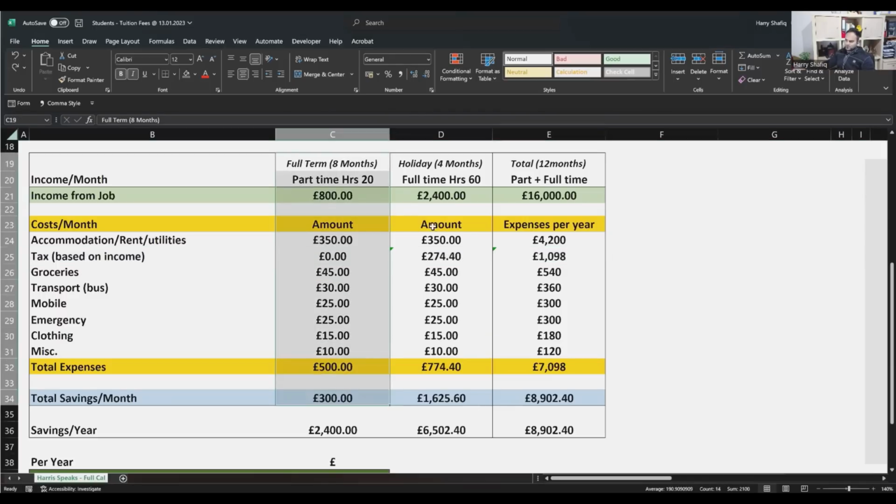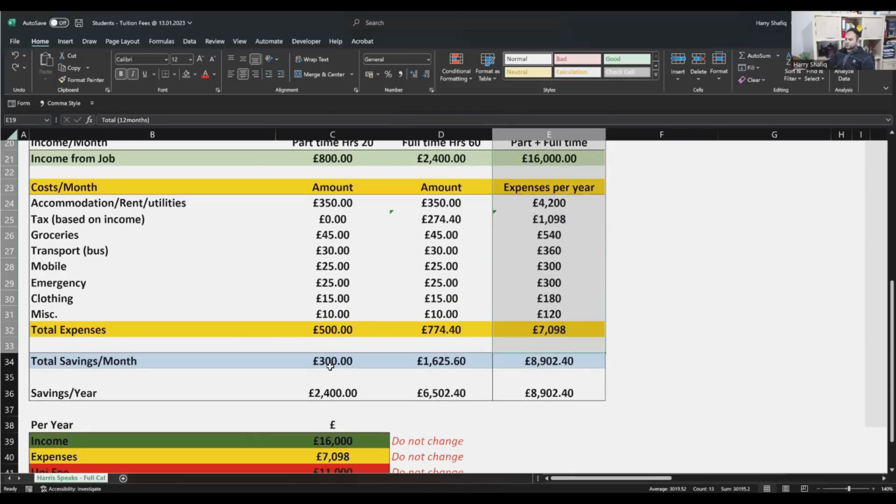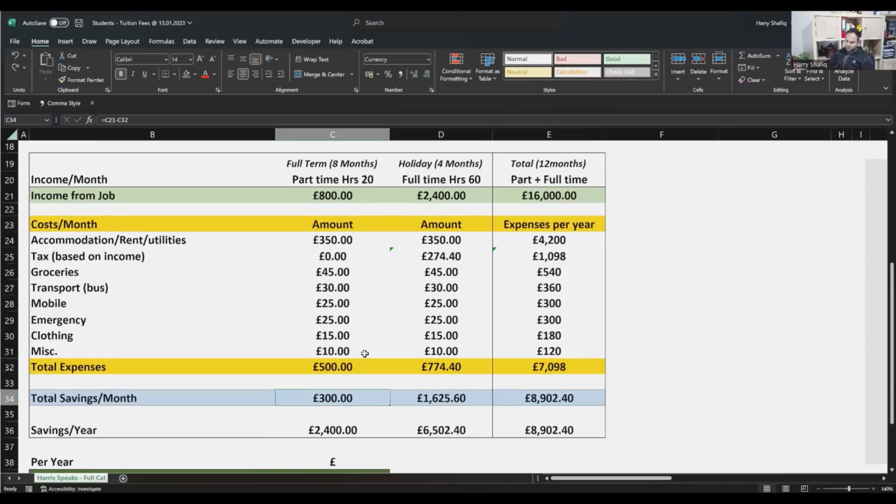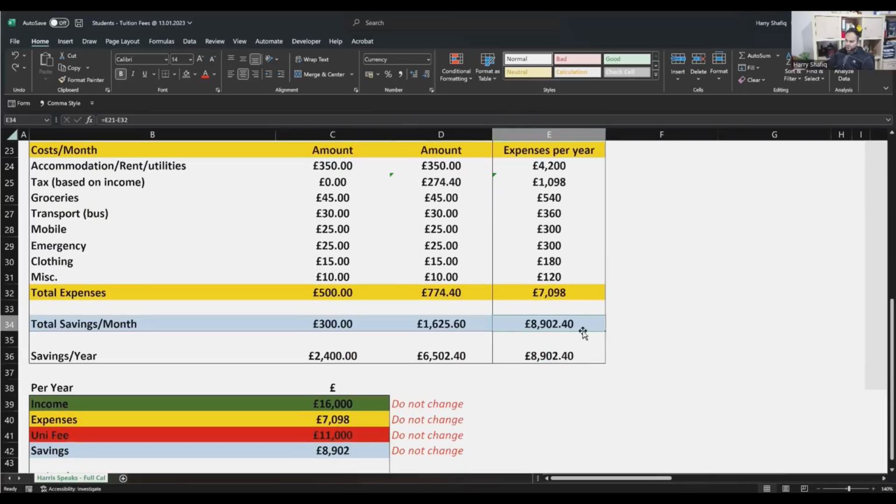Again, we have 2 different columns showing part-time and full-time, and then a third column combining those two. It also shows you per month savings for part-time working hours. It also shows you full-time savings working at 60 hours, and then the same principle applies for the third column, which is both. Based on those numbers, you get around £9,000 saving.